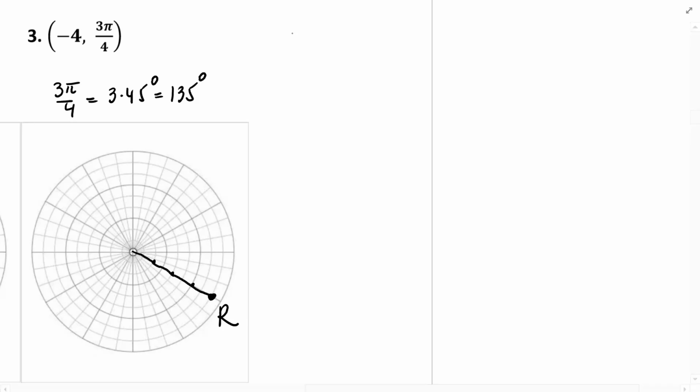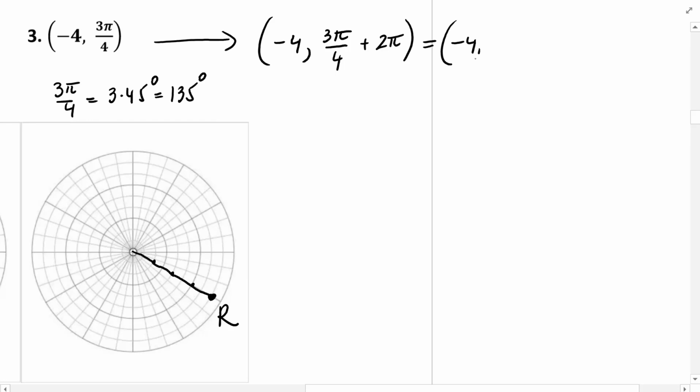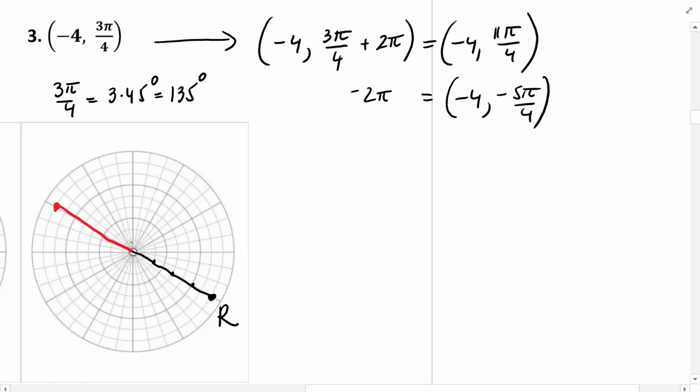So now let's find other representations of the same point. So we can say, well, negative 4 and 3 pi over 4 plus 2 pi, or minus 2 pi. So this would give us negative 4 and 11 pi over 4. If we subtract 2 pi, it would give us negative 4 and negative 5 pi over 4. But we can also say, well, the opposite of this would be this point here, which is 4 and 3 pi over 4.